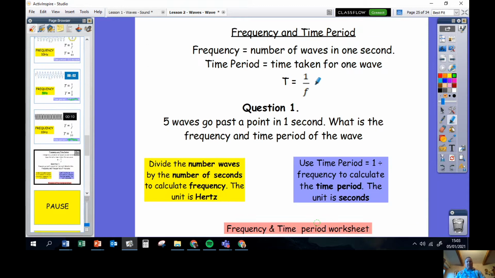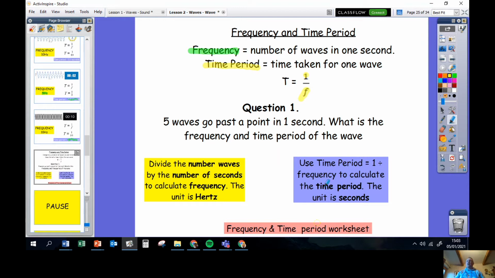So we've learned to do two things there. We've learned to work out the frequency of a wave, which is just the number of waves in 1 second. And then we've learned to do the time period of the wave, the time it takes for one wave. To work out the time period, you do 1 divided by the frequency.